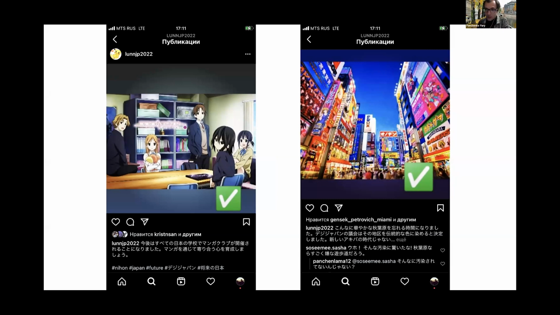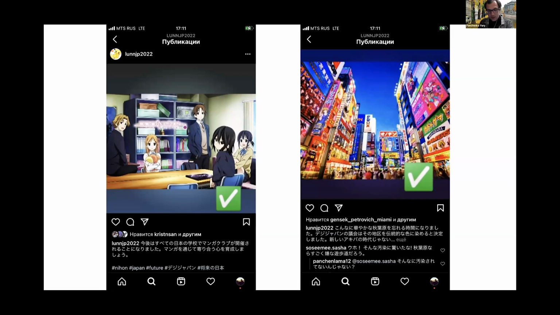So, this is how students got the possibility to express their creativity and to speak Japanese, the language that they were studying, in a digital space. And this is an example of how we incorporated Instagram in our Japanese language classes.